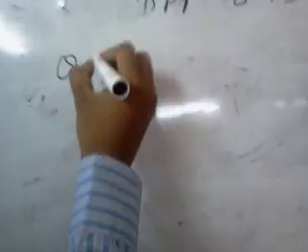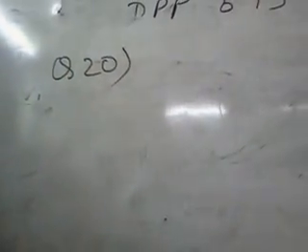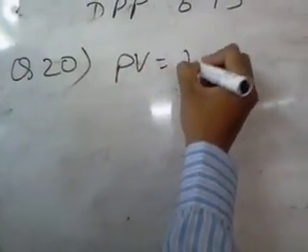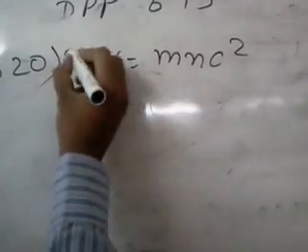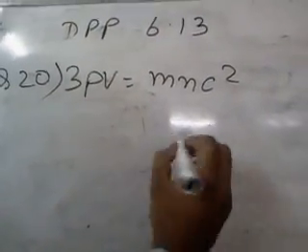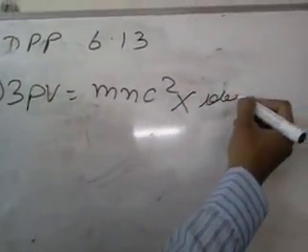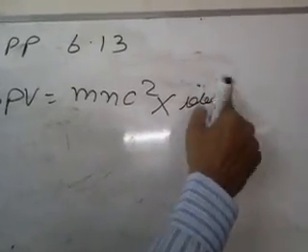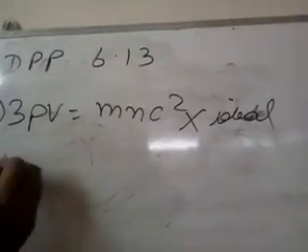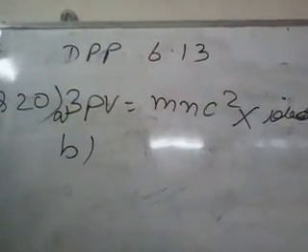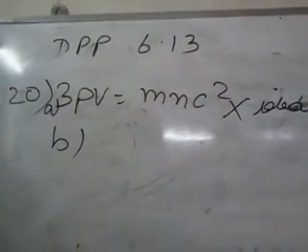Question number 20. Which of the following statements is correct? PV equal to one third mnc square is an expression for real gas. Of course, this is incorrect. It is an expression for ideal gas. Real gas never comes into the picture whenever we deal with any equation of this type. Option B. At normal temperature and pressure, most gases behave nearly as ideal gas.